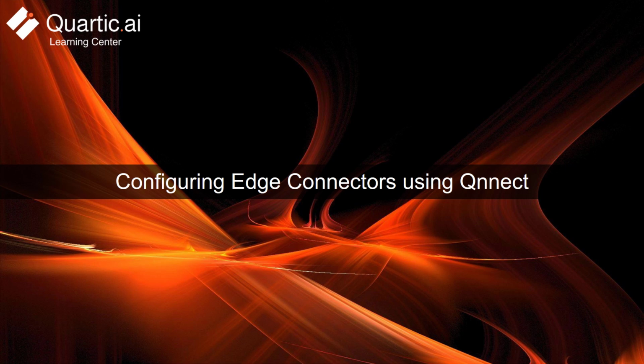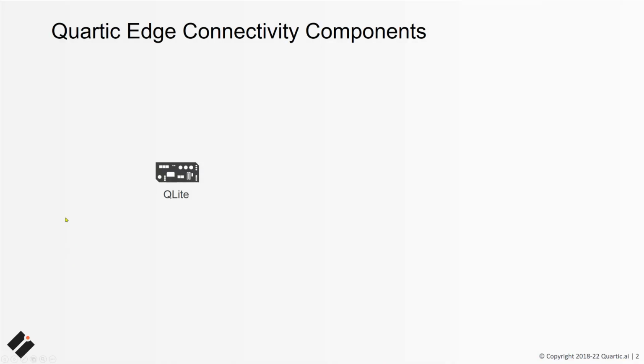Before we go into the actual configuration, let's go through the components of the Quartic edge connectivity. So for tying into the different data sources, that edge connectivity itself, we have the QLite component. So this has different drivers to tie into the data sources, pull out that data in real time, and stream it up into the QPro, which is really the workhorse of the Quartic platform. So this QPro is where all the data storage, contextualization, analytics, application, all that is, which is typically in the cloud, but can also be deployed on-premise.